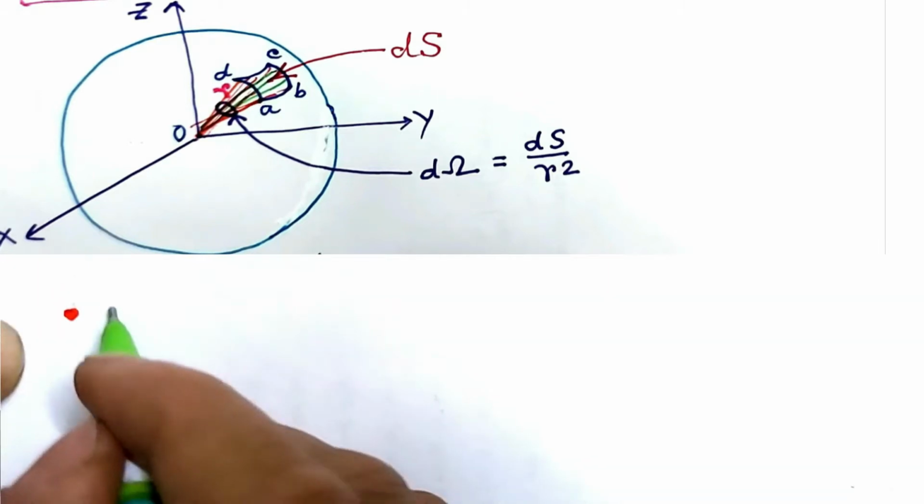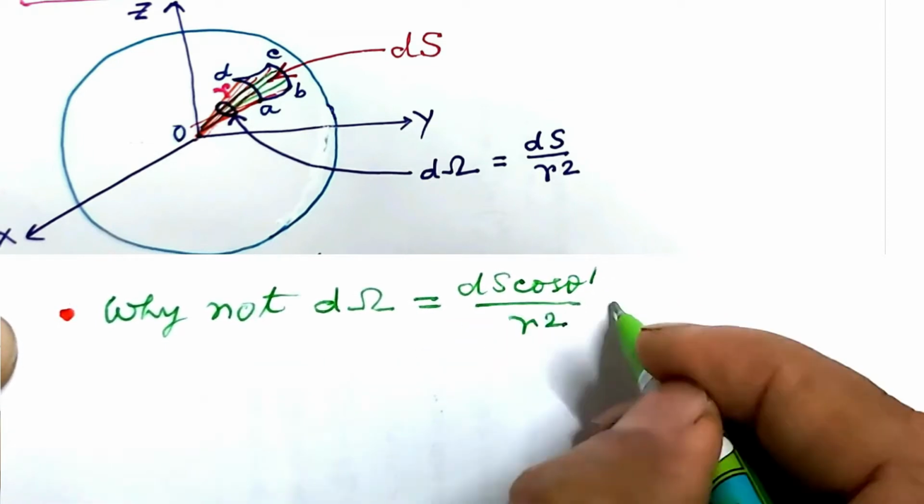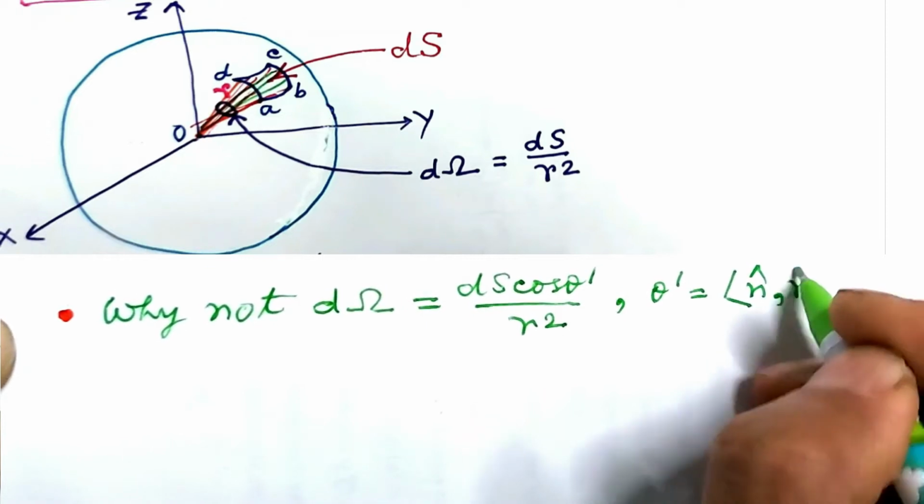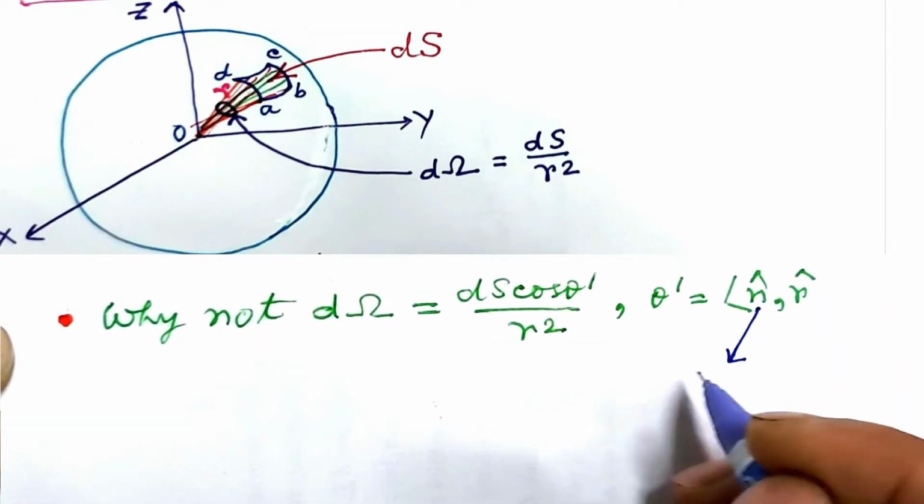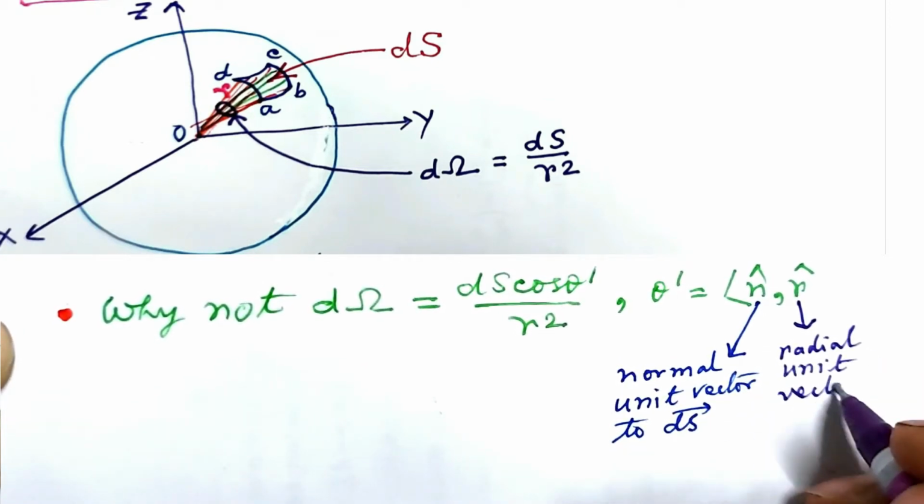Someone might ask, why not d omega equal to dS cos theta prime by r square, where theta prime is the angle between n hat and r hat. n hat is the normal unit vector to dS and r hat is the radial unit vector.